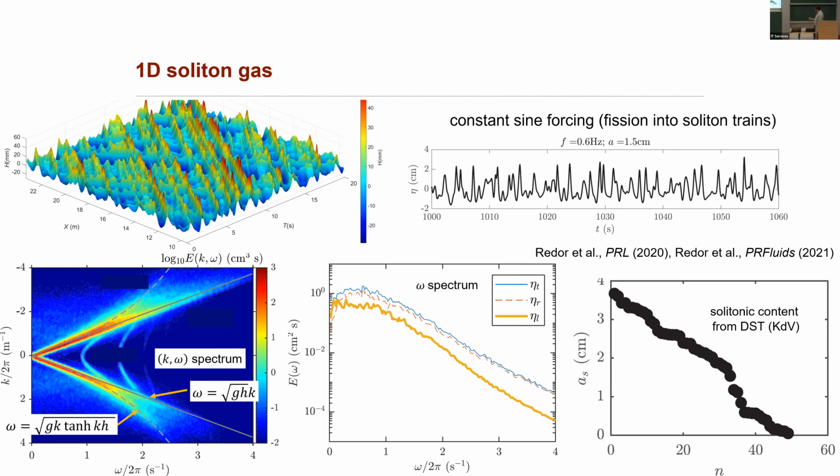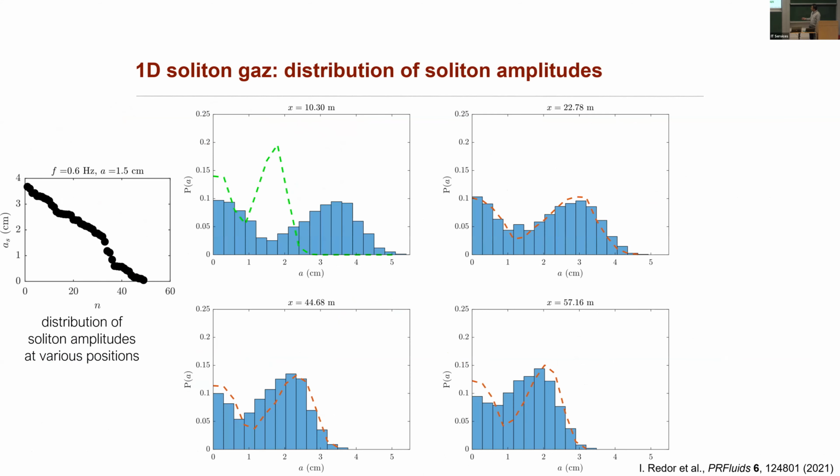But we can also do the direct scattering transform of this signal. So what we do is, at one position, we take a 60 second record of the elevation, like here, and we do the direct scattering transform of this record, and we get a number of solitons. Here you see that in this 60-second record, we have like 50 solitons at that position. And with this collection of amplitudes, we can compute a distribution of soliton amplitude. So it begins to look like a density of states, actually.